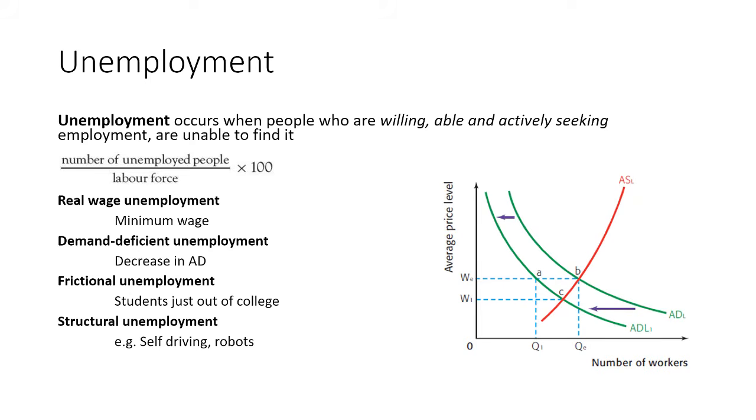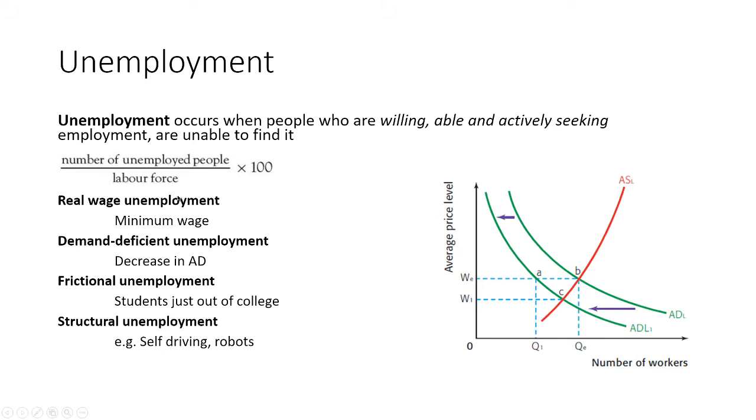So unemployment occurs when people who are willing and able and actively seeking employment are unable to find it. To do the fancy math here, you do the number of unemployed people divided by the labor force times 100 to find the percentage. There are different types of unemployment.